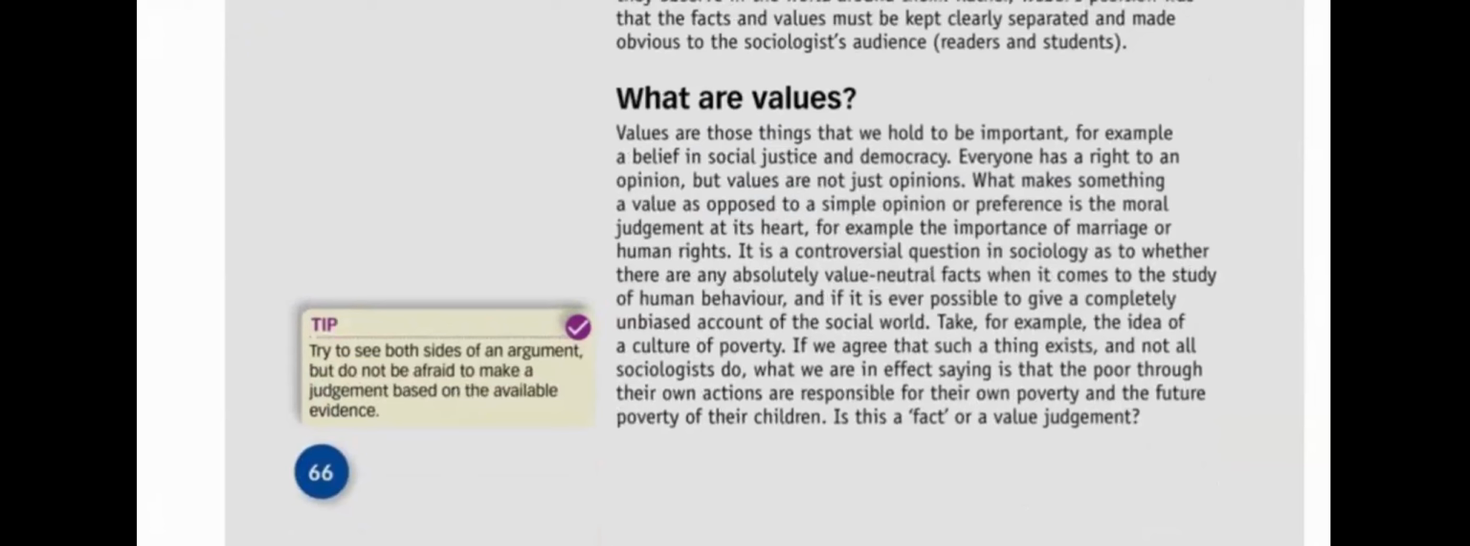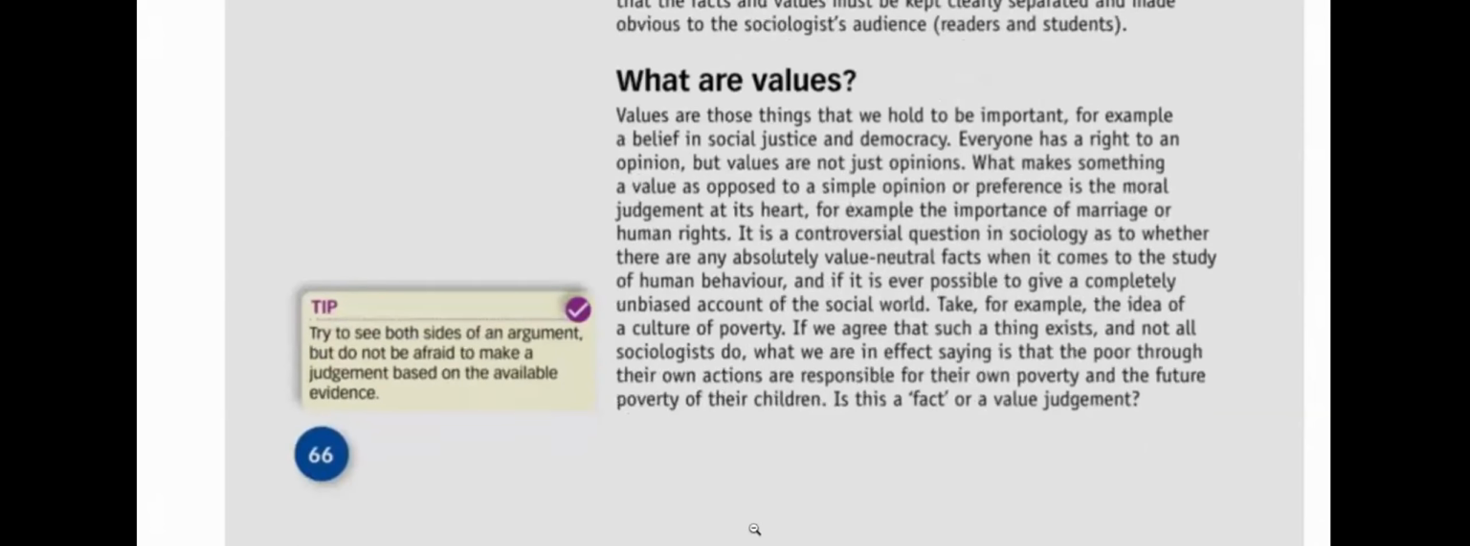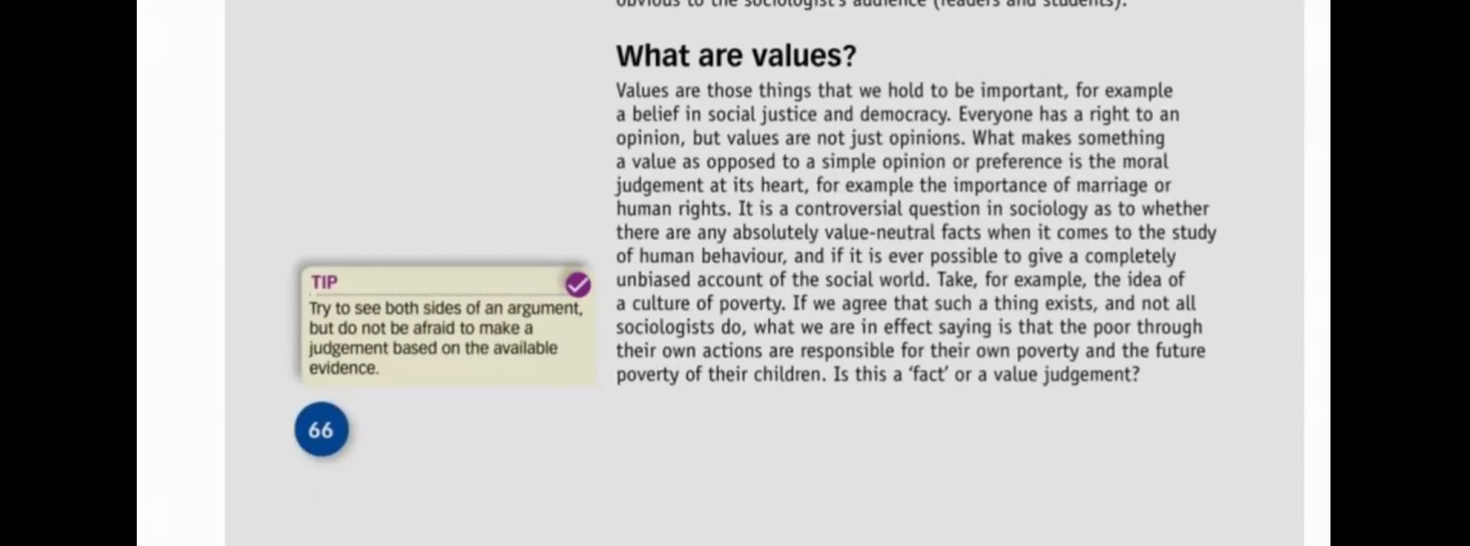So if we agree that such a thing exists, and not all sociologists do, then we are in effect saying that the poor through their own actions are responsible for their own poverty and the future poverty of their children. Is that a fact or a value judgment? Now the example that they've used is the culture of poverty. Culture of poverty is a belief or a theory in society that people who are poor will remain poor. They follow this culture of poverty where they do not escape it. They do not want to escape it. They keep following the culture of poverty.